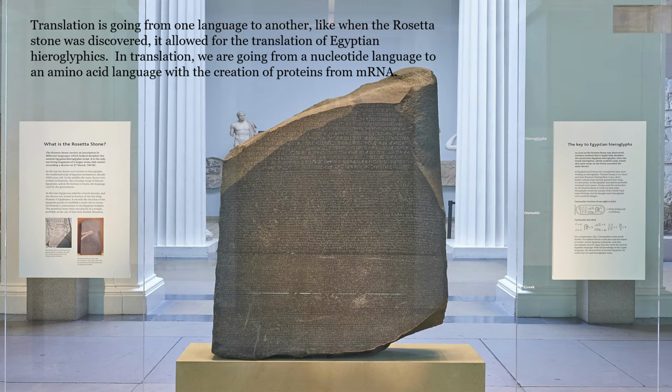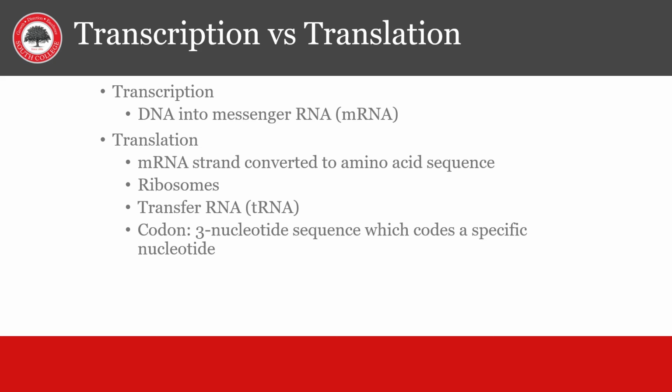Translation is going from one language to another. Like when the Rosetta Stone was discovered, it allowed for the translation of Egyptian hieroglyphics. In translation, we are going from a nucleotide language to an amino acid language with the creation of proteins from messenger RNA. It is important for you to remember the differences between transcription and translation.